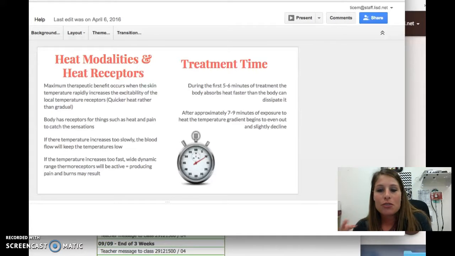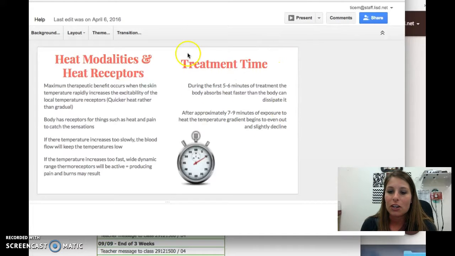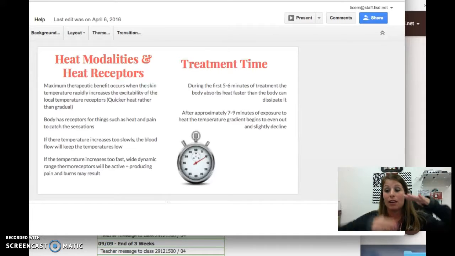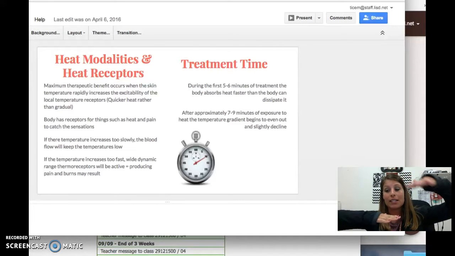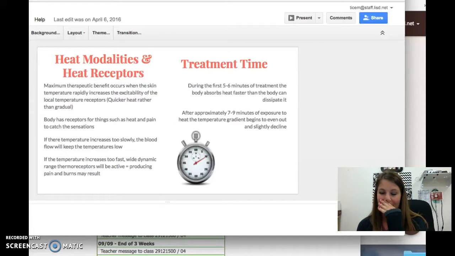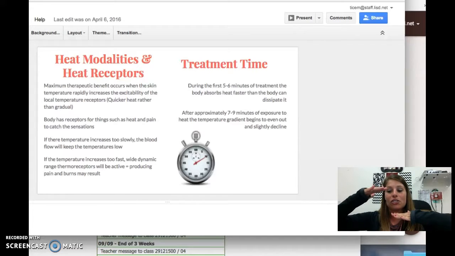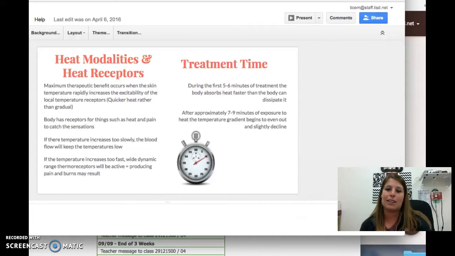So just as a general rule of thumb, we do have a little information here on our treatment time. During the first 5 to 6 minutes, your body is going to absorb the heat faster. Okay, because you're going from a big difference. All right, you're 91 degrees and you're 110, 120, depending on what your modality is you're using. All right, so it is going to have a bigger effect. After about 7 to 9 minutes, you start to have that little change and they start evening back out.